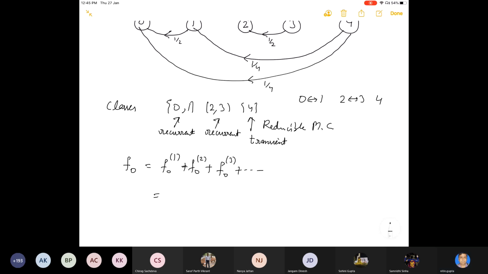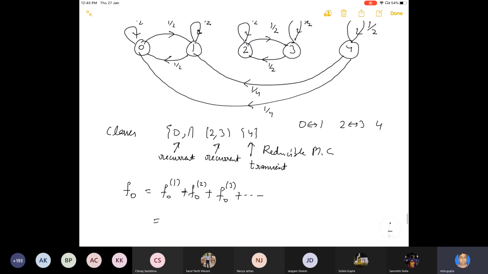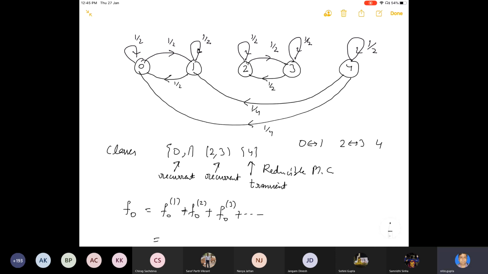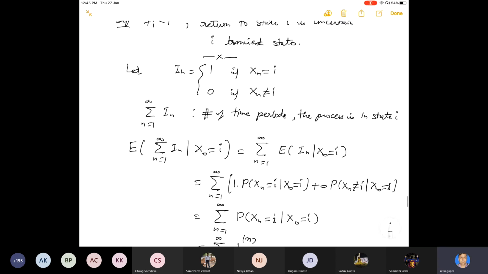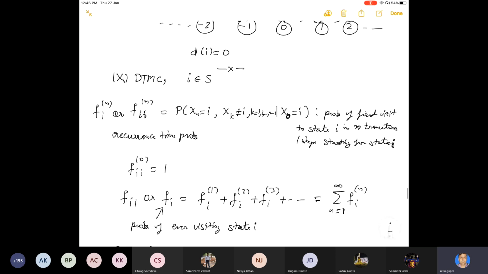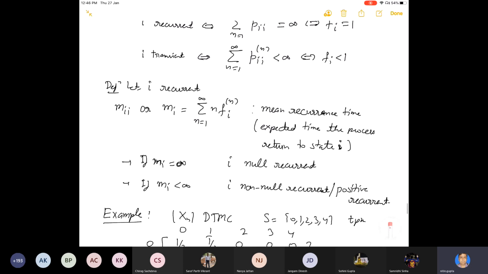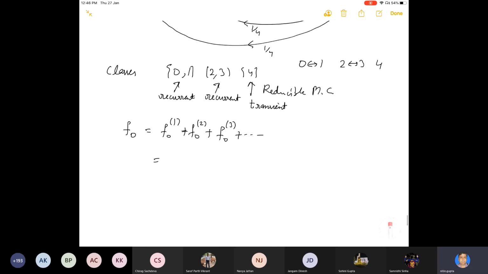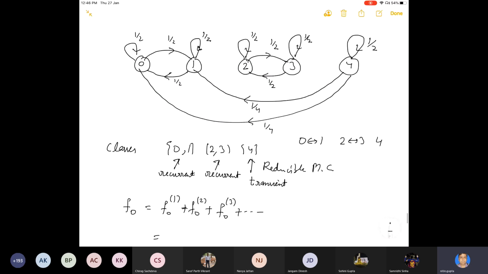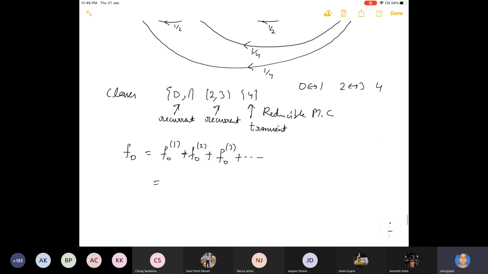plus so on. f01 means starting from state 0, you will visit state 0 for the first time. In between, you cannot visit state 0. That is the meaning. That is fin basically. fin means the first return to state i in n transitions starting from state i. In between, you cannot visit. So it is saying that in one step, you have to return to state 0. In between, you cannot visit. So one step is half. From 0 to 0, you can visit in one step with probability half.